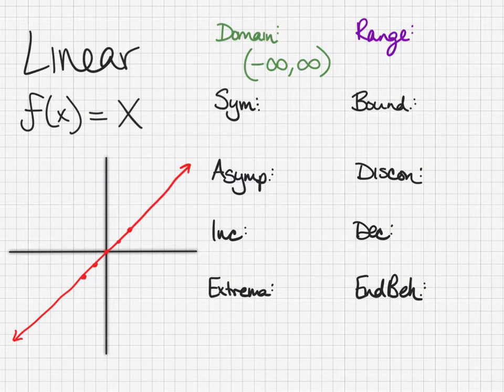For range, now we look bottoms to tops. Those arrows are going from -infinity to +infinity as well. So there's the domain and range for this linear function. Symmetrical wise, is this one even? Can I fold it along the y-axis and it land right on top of itself? No. Is it odd? Can I put a pin in the origin and then rotate it around and it land right on top of itself? Yes, which means that this is an odd function. It's symmetrical about the origin.